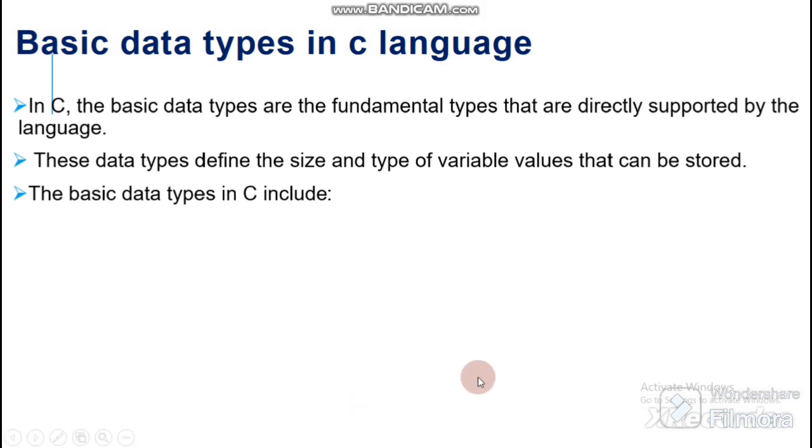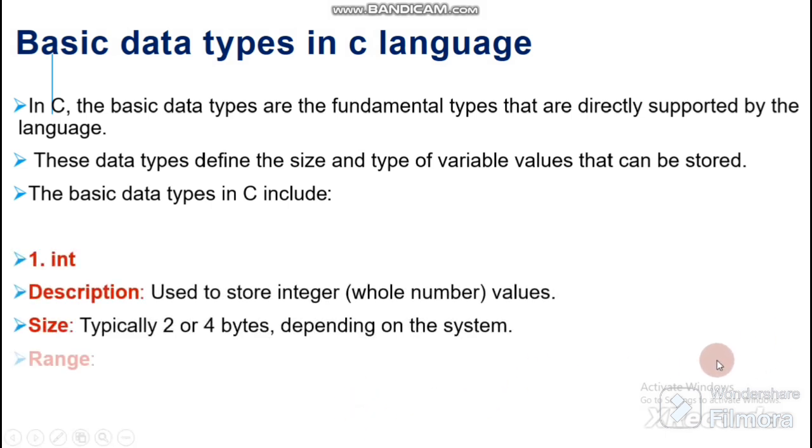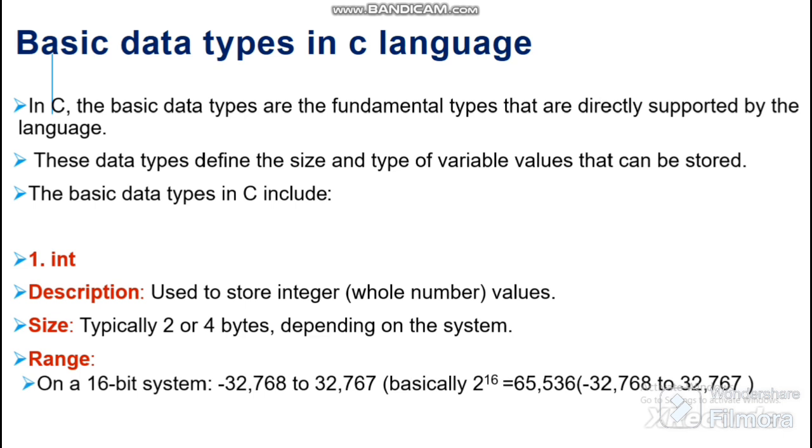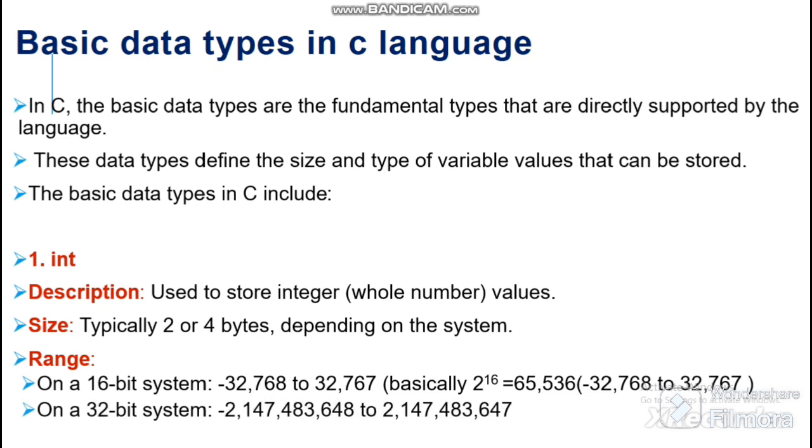The basic data types in C include integer, used to store integer values, or whole numbers. Typically an integer takes 2 bytes or 4 bytes depending on the system. On a 16-bit system, the integer takes minus 32,768 to 32,767. Basically, because it is 2 bytes, so 2 to the power of 16.